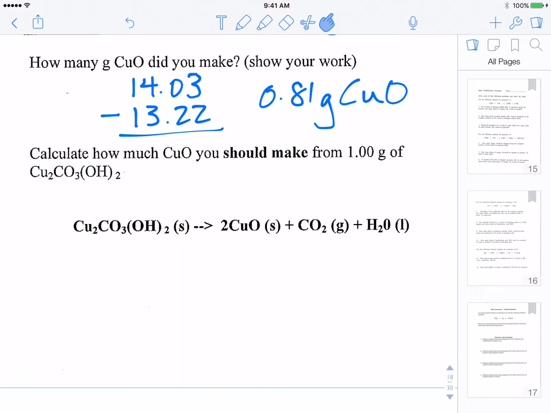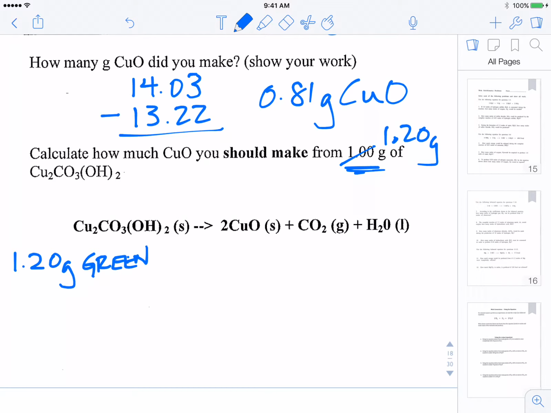Now, when we started the lab, we were supposed to weigh out about 1 gram of our copper carbonate. But I added a little extra and I didn't want to dump anything out. So in our lab, we didn't weigh out 1 gram, we weighed out 1.20 grams. And so that's the value that we're going to start out with. Okay, so our question is, if we have 1.20 grams of, let's just call it our green chemical, which is our copper carbonate basic, how many grams of copper oxide should we have made?